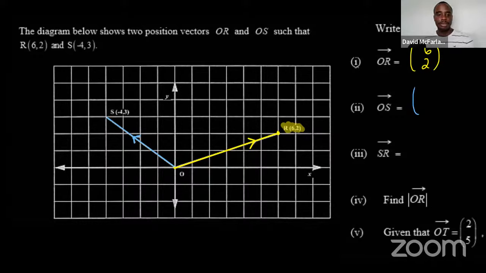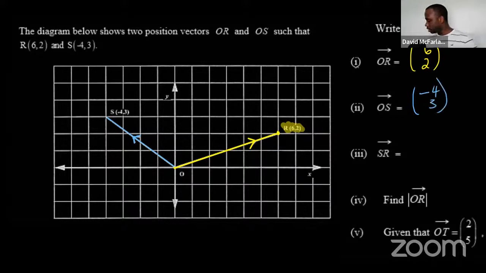Right, very good. Thanks for that, Simone. Good, yeah. -4, 3. So it would be, let me write it properly. That is -4, 3.